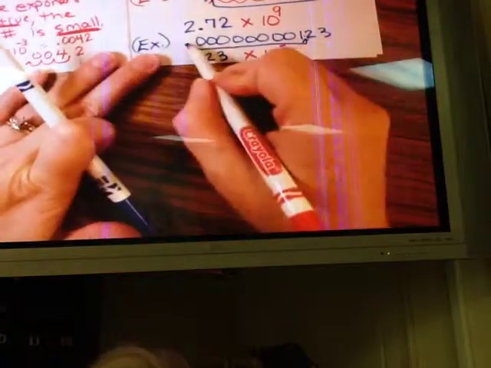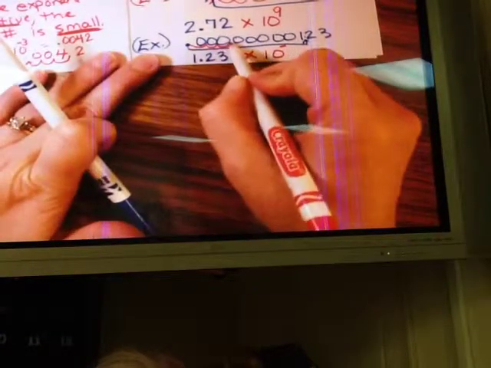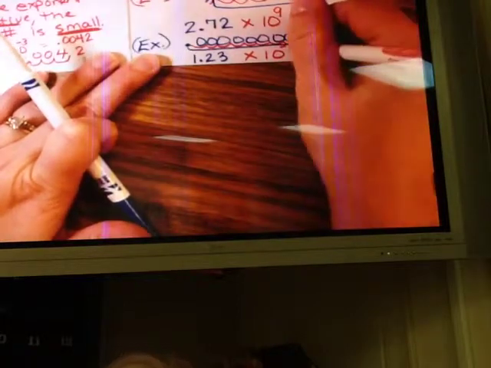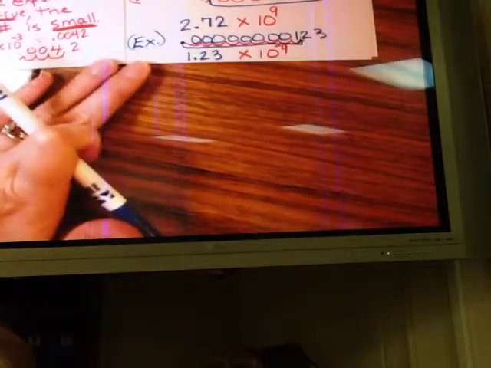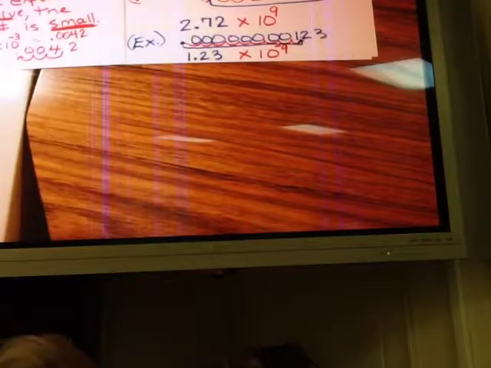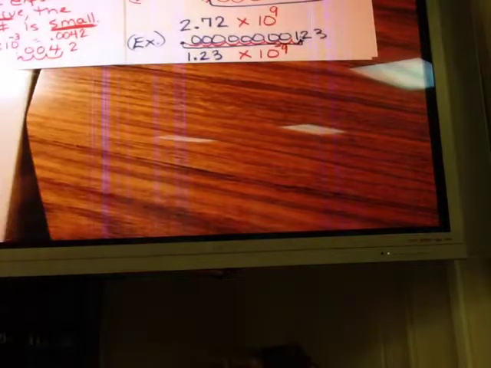Let's see how many spots we moved it. 3, 4, 5, 6, 7, 8. I moved it 9. So 1.23 times 10 to the negative 9 on that one. Let's try some more examples.